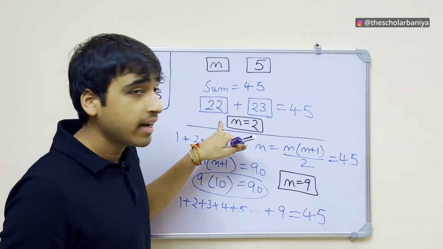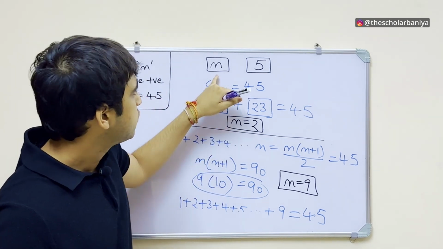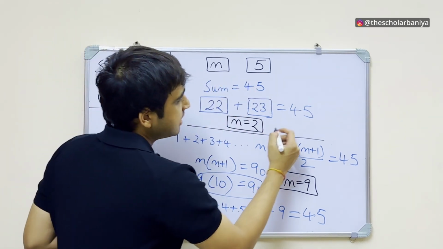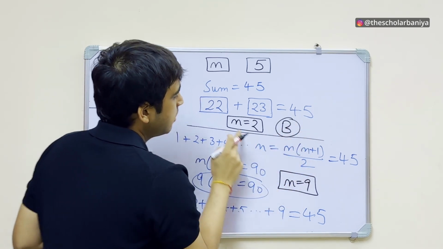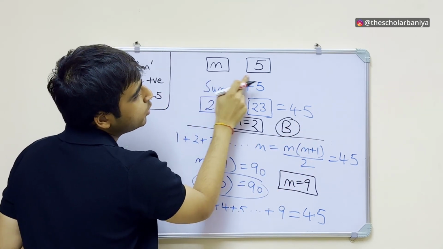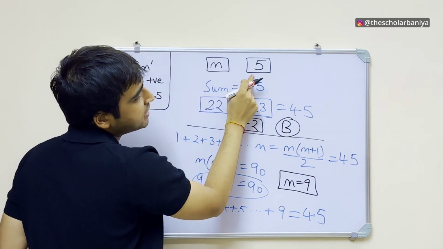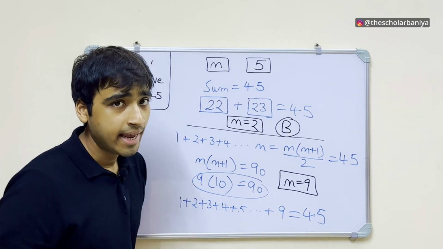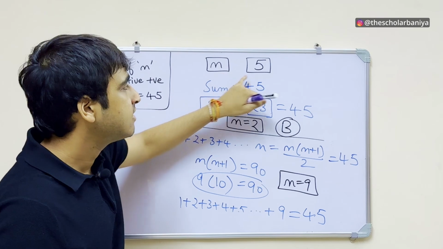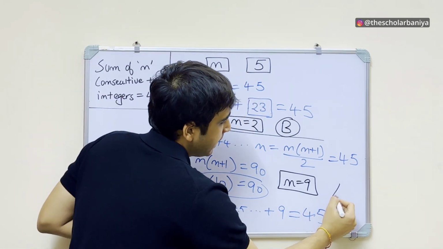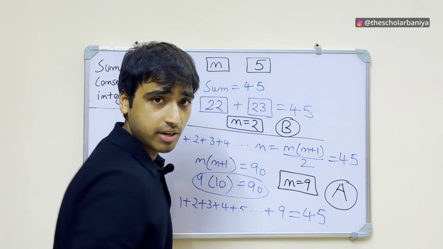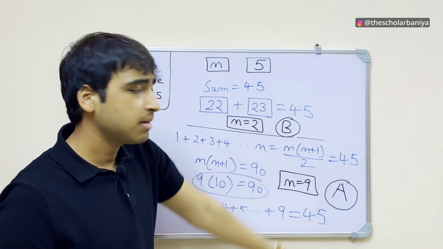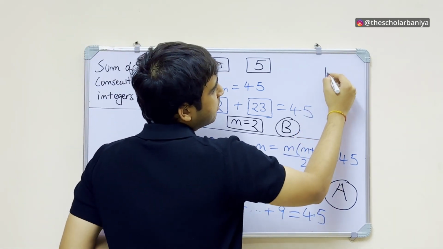So for one case, the value of n was 2, which was less than 5. The value of n is 2 and 2 is less than 5, or you can say 5 is greater than 2. So in this case the answer becomes B. In the other case, the value of n is 9, and 9 is greater than 5, so the answer becomes A. So sometimes the answer is B, sometimes the answer is A. So your final answer becomes D.